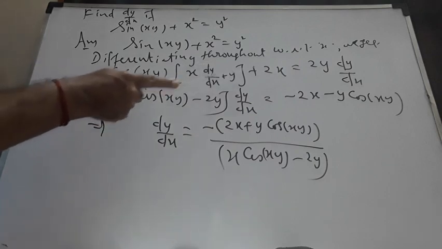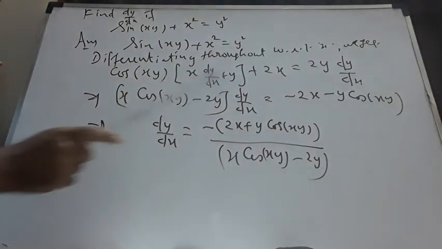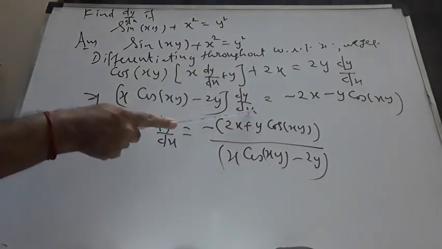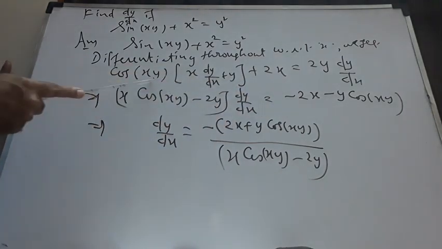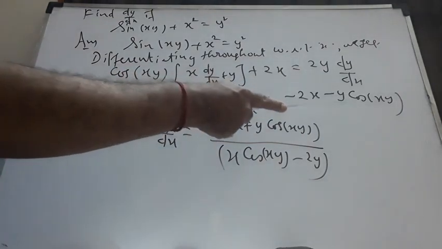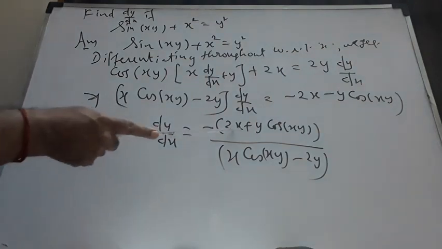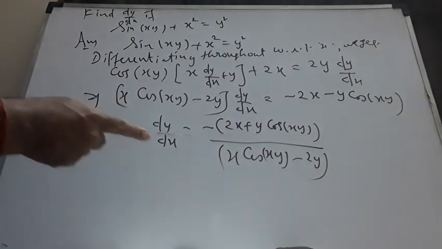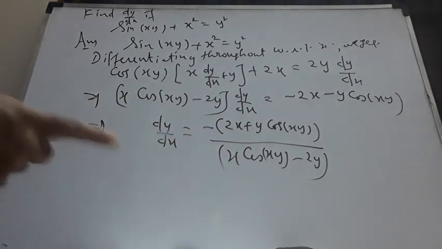x dy by dx plus y, plus derivative of x square is 2x. Derivative of y square is 2y dy by dx. I need to group the coefficient of dy by dx. Therefore, I will get x cos xy minus 2y, brought here, into dy by dx equal to, this is taken to the other side, minus 2x. What is the remaining entry here? Minus y cos xy. Now for dy by dx, I am taking minus as common: minus of 2x plus y cos xy divided by x cos xy minus 2y. Or I can multiply just the minus sign here and write the denominator as 2y minus x cos xy as the next step.